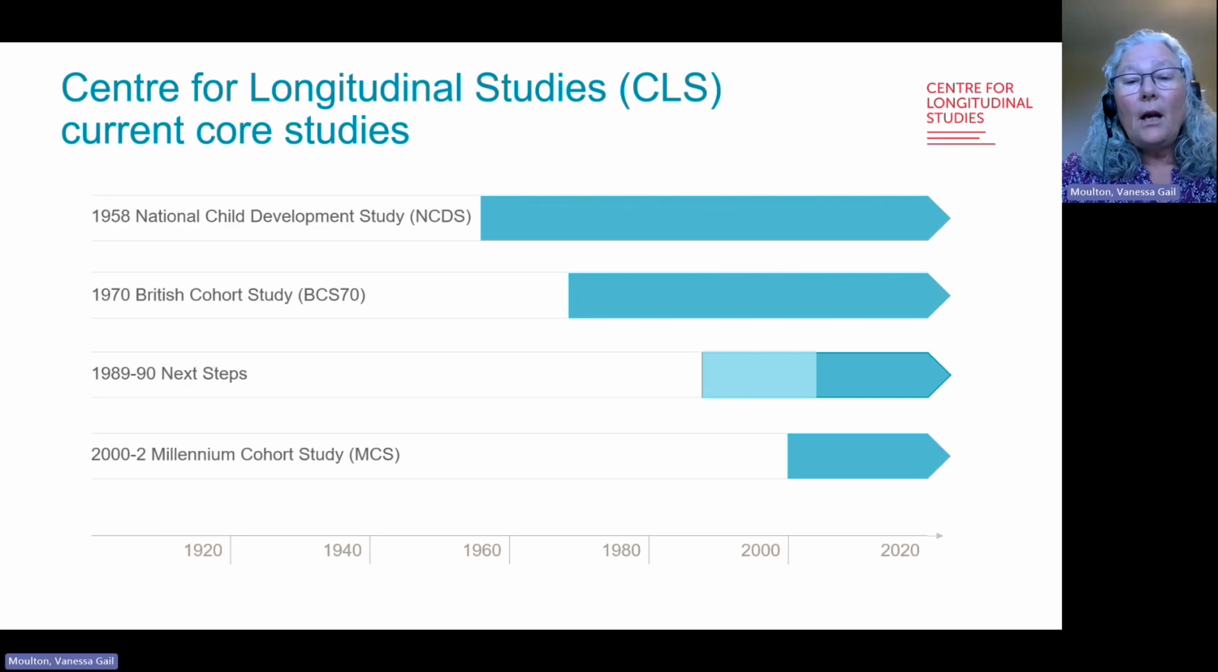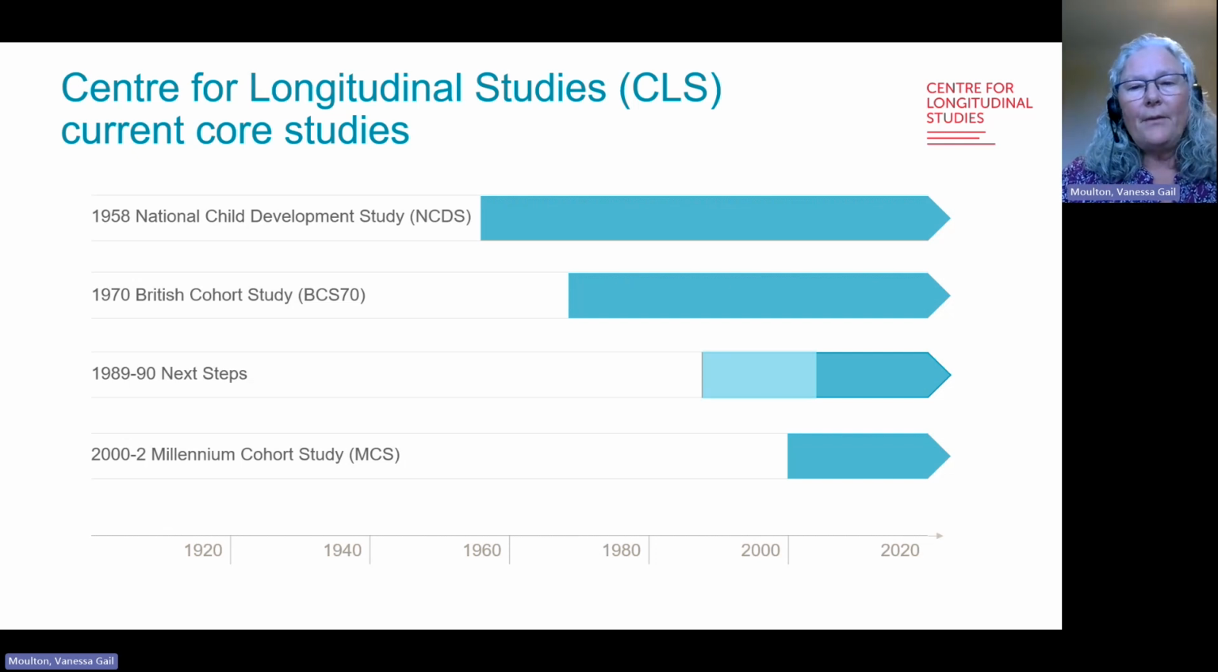So the 4 core cohorts we use at the Centre for Longitudinal Studies are the National Child Development Study, who were born in 1958 in Great Britain in the same week, and the initial sample was 17,500. The second cohort is the 1970 British Cohort Study, again born in 1 week in Great Britain, and again around 17,000 participants. The third is Next Steps, who were born in 1989 and 90, and they're slightly different.